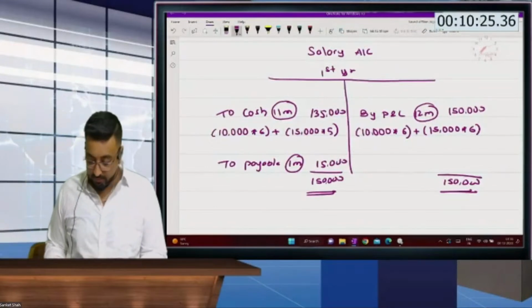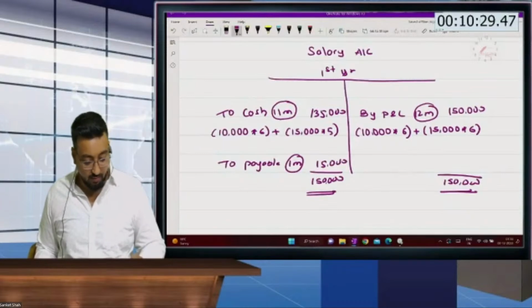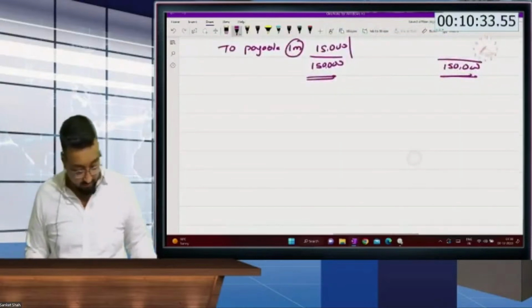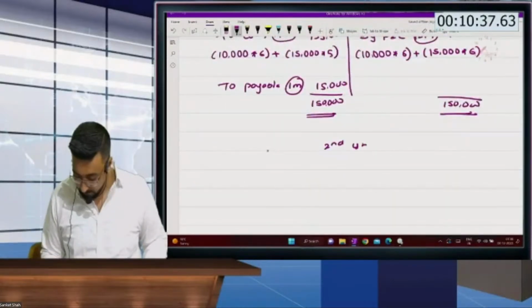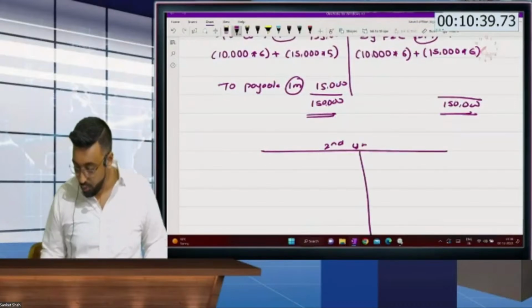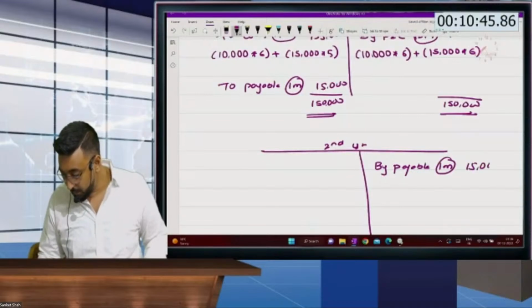Yes, guys, are you getting this concept? If you did not understand, please tell me. If you are not getting it, please tell me, beta. Second year. Now to payable becomes by payable, 1 month, 15,000.